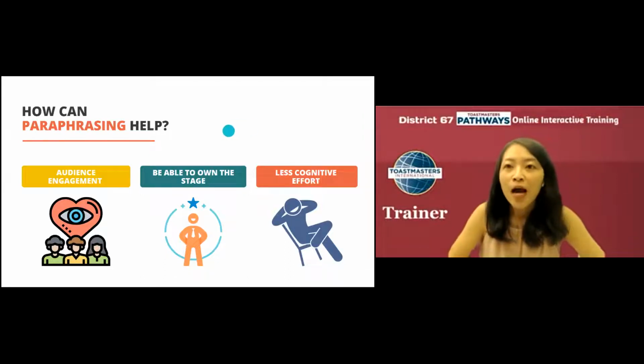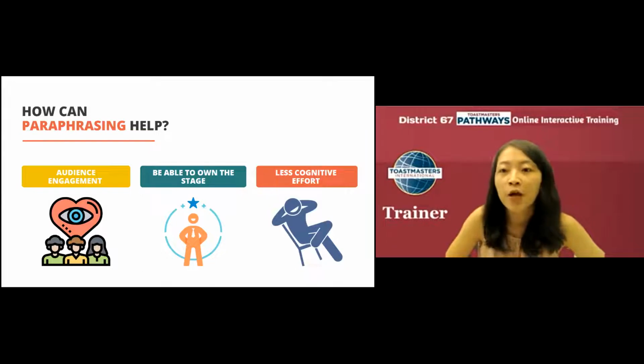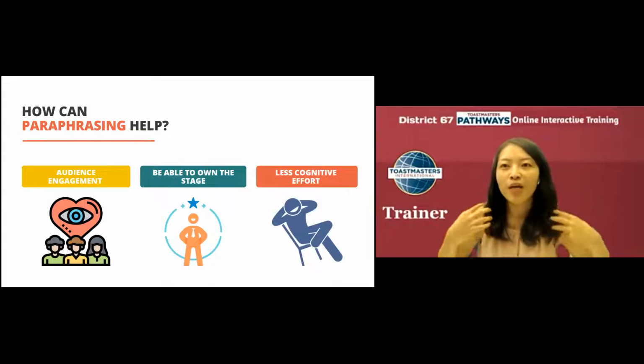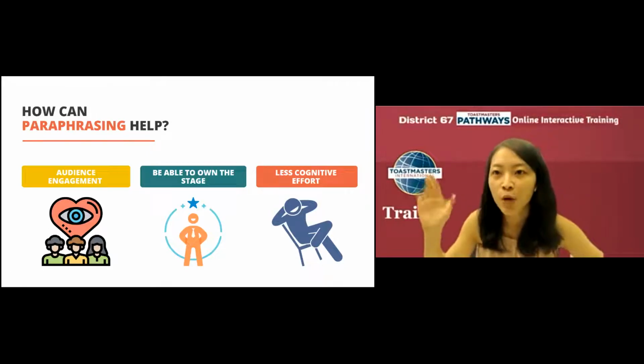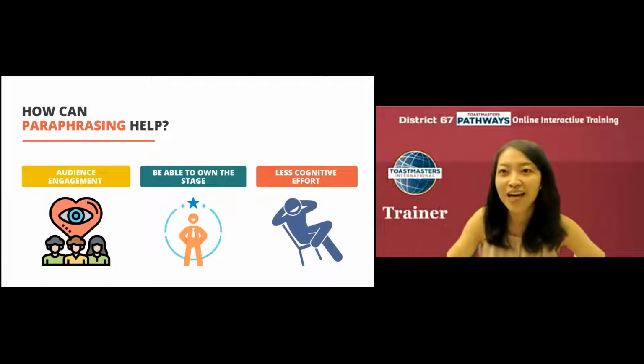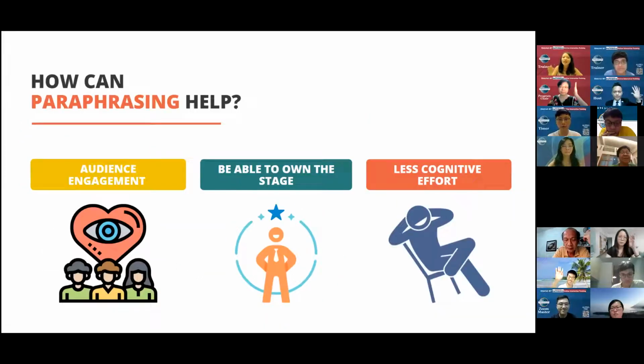First of all, I would like a show of hands here if you have your camera on. How many of you have ever felt that it's so hard to engage your audience? Can you raise your hand to show me? Yeah, a lot of you feel that way, right? And the second one, how many of you feel a little bit awkward and uncomfortable on stage? Have you ever felt that way? Yes, I believe everyone has really gone through this before.